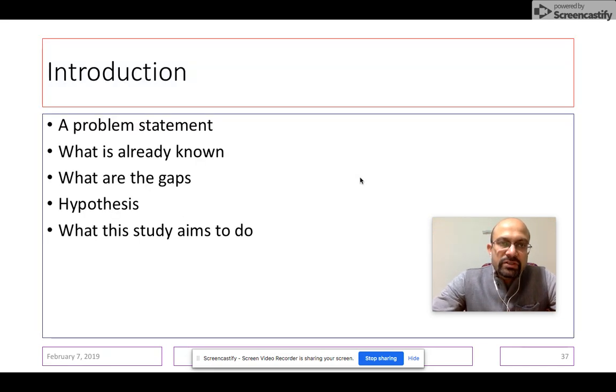So the introduction generally talks about a problem statement. You start by writing, why is this study important? You want the readers to know why you did this study. What prompted you to do this study? What is the problem statement? Means what is the problem that you have studied? Is it really a problem? What are the mortality statistics in your country?